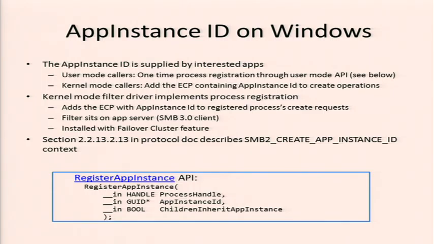User mode callers can do a one-time process registration through the user mode API, which is called RegisterAppInstance, that is below here. It takes a couple of parameters: the process handle, the ID supplied by the application, and whether any child objects or any spawned processes off of this application need to do the same thing, because this process could spawn multiple threads and other processes that would need to inherit this particular app instance ID.